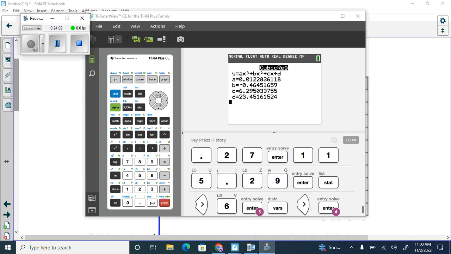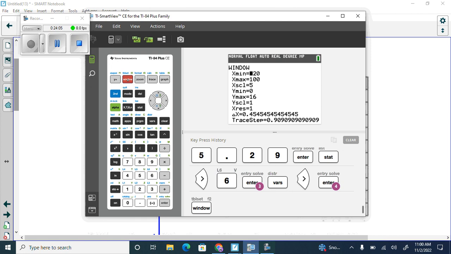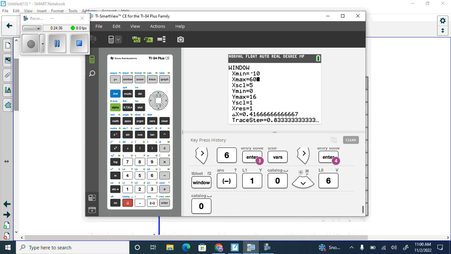So I got my cubic regression. I'm going to go to my window and make it fit my data. My lowest number of years is 0, but that's after 1979, so I can go negative 10 if I want. That would give me 1969. My X max is 29 years since then, but I could do 60 years since then or 100. It doesn't matter.